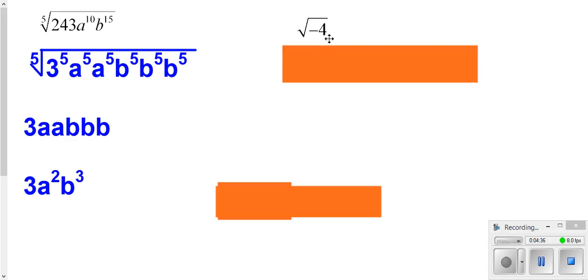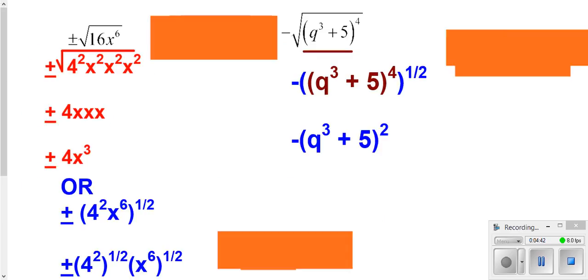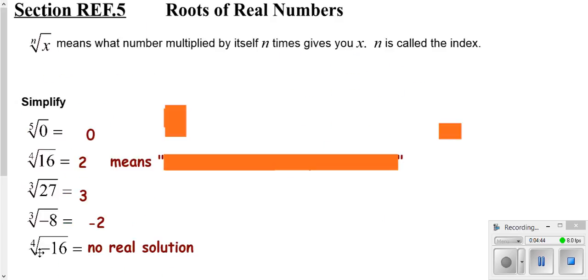Looking at this one here, we have a square root of a negative. And just like what we had back here, we said we can't take an even root of a negative. An odd root of a negative works out nicely. But if it's an even root with a negative on the inside, it can't be done.